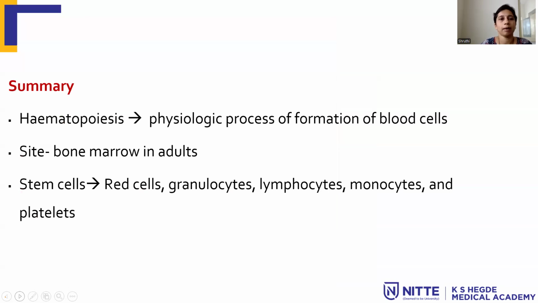So to summarize, hematopoiesis is a physiologic process of formation of blood cells. So the site in adults is bone marrow, which is seen in various axial skeleton. So the stem cells are the precursor cell, which will lead to differentiation into RBCs, granulocytes like eosinophil, neutrophil, and the basophil, lymphocyte, monocytes, and platelets.